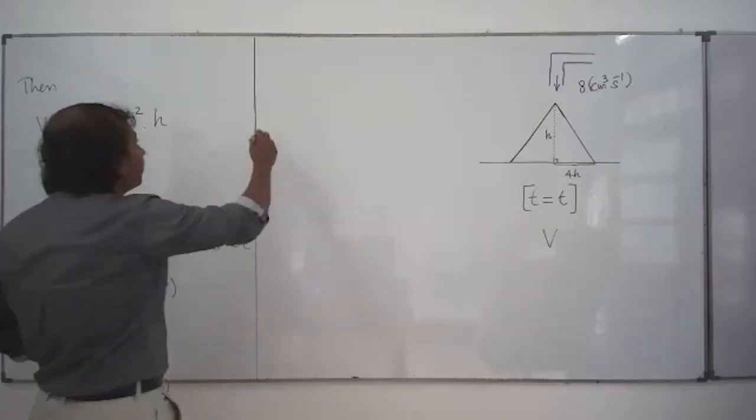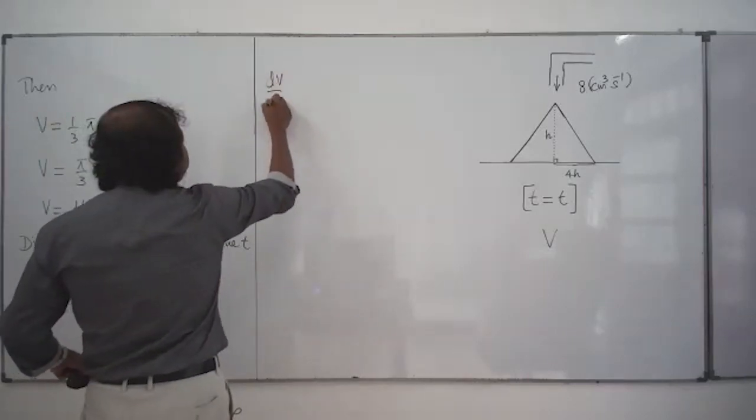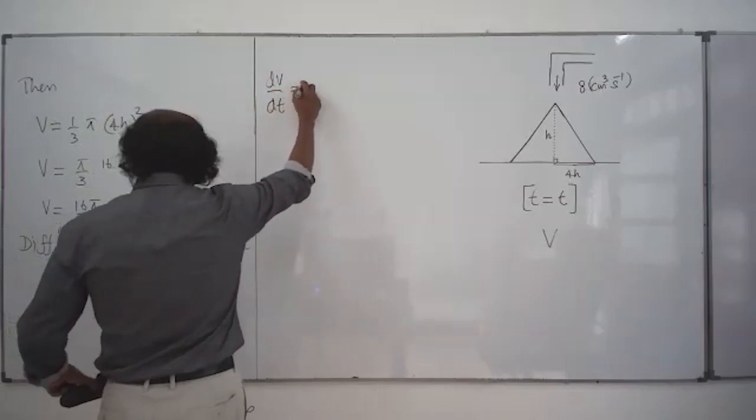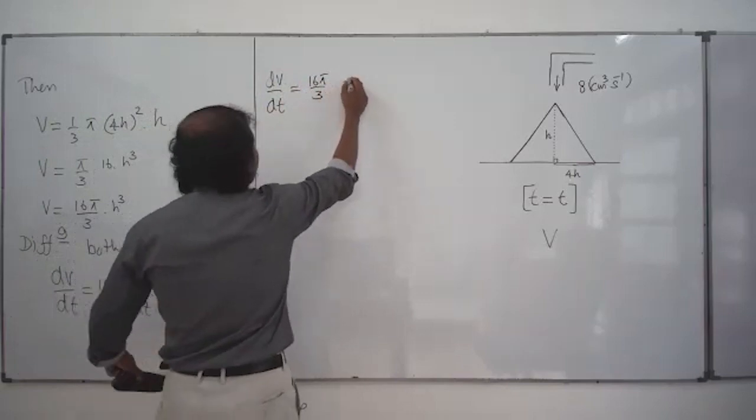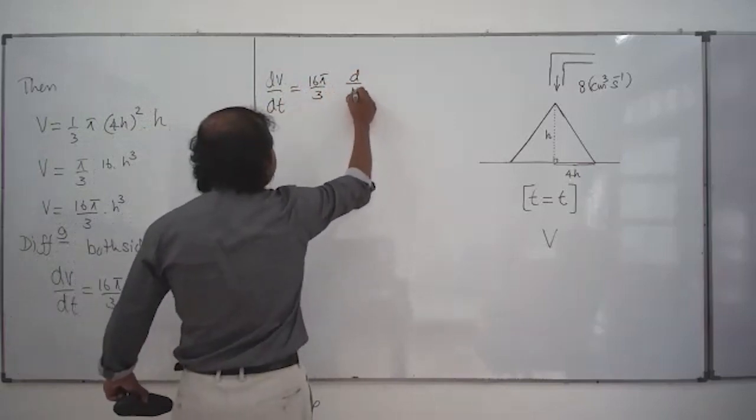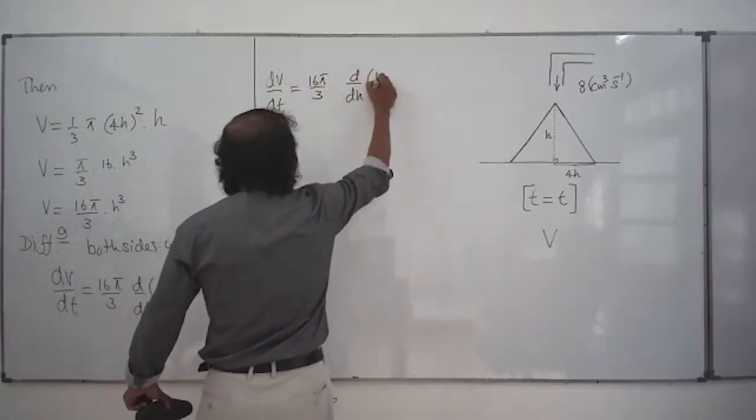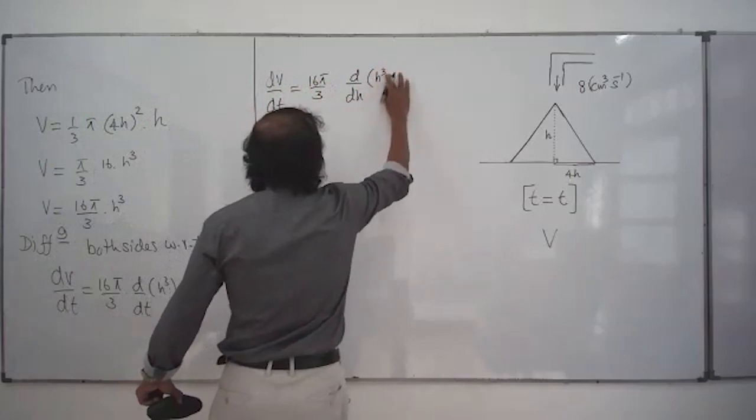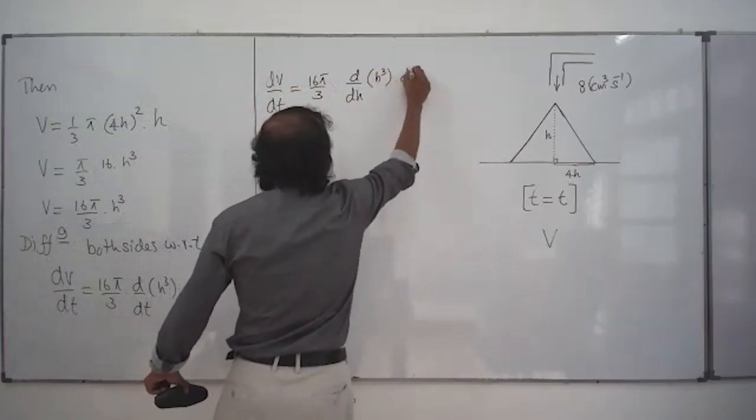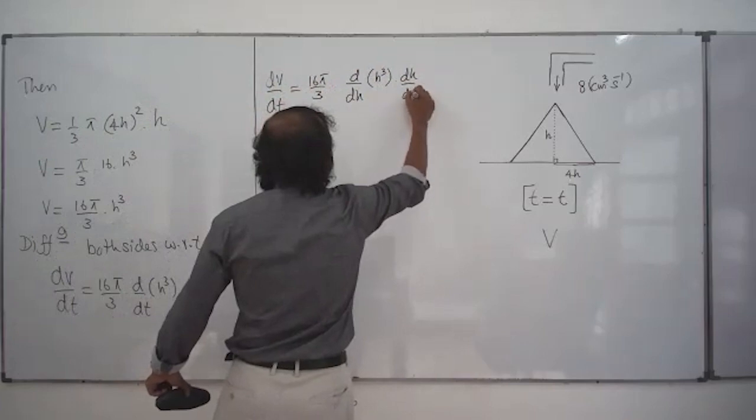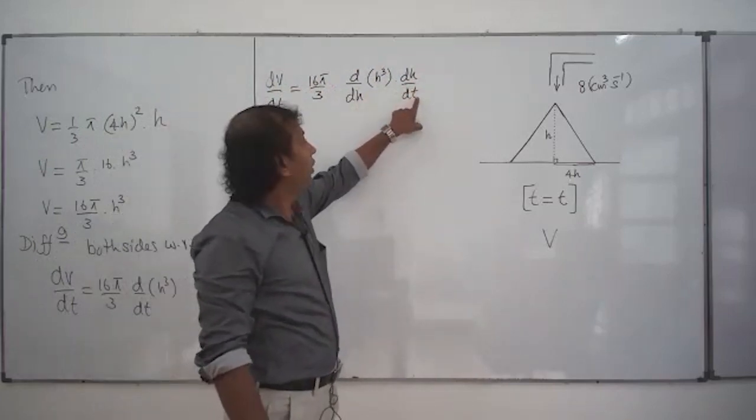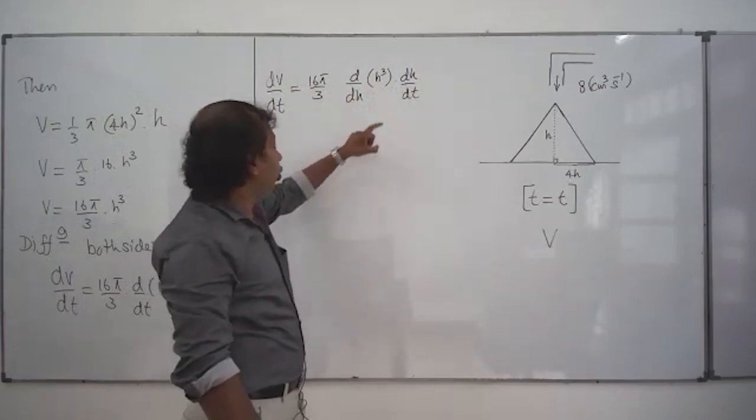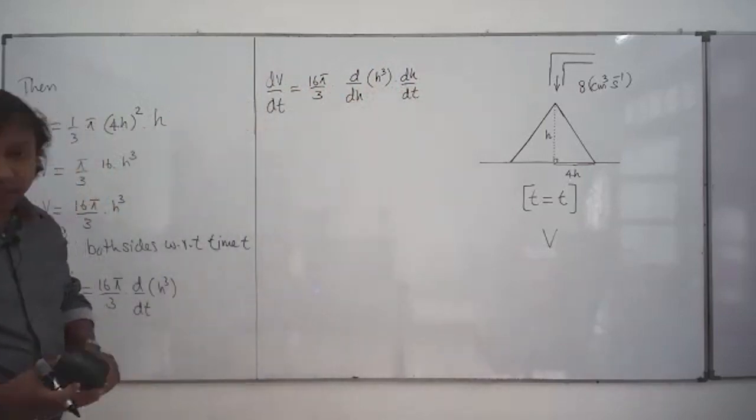I'm going to write dV by dt equals 16 pi by 3, and this one I write d upon dh of h cube, times dh by dt. Correct? The dh will cancel off, dt comes here, and then d over dt of h cube, the same thing is coming. We wrote it like that, people.